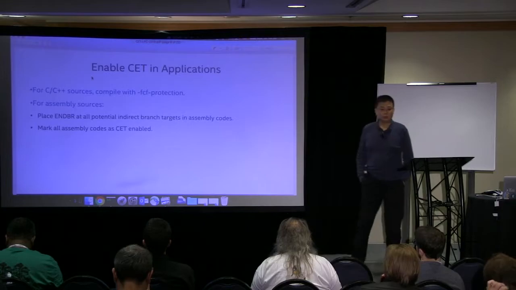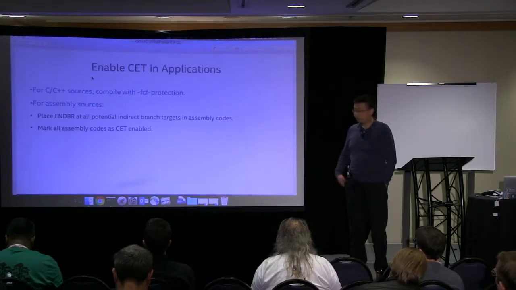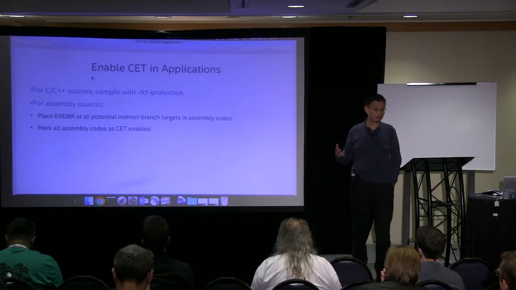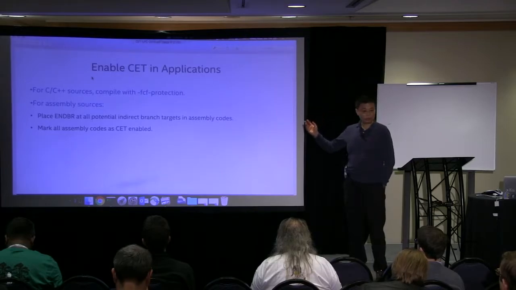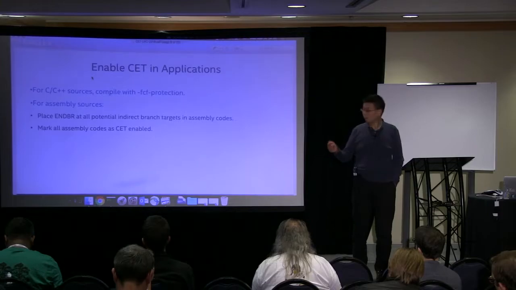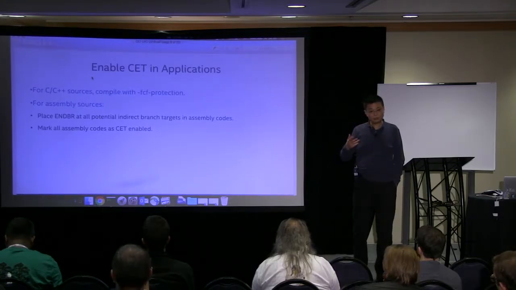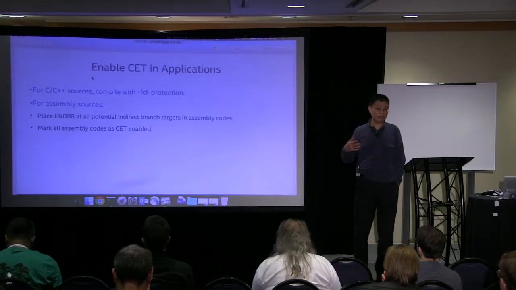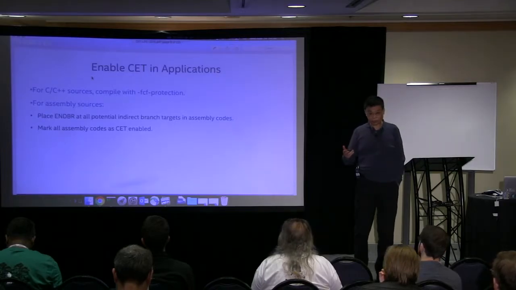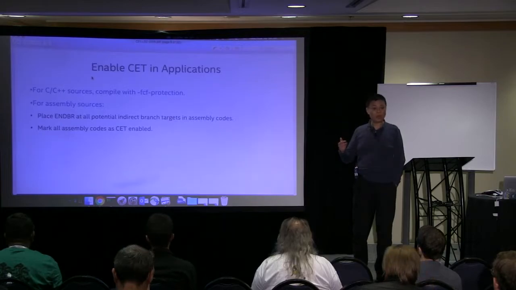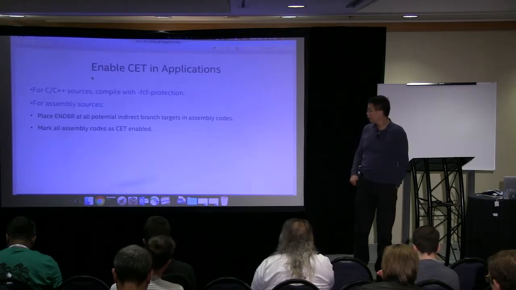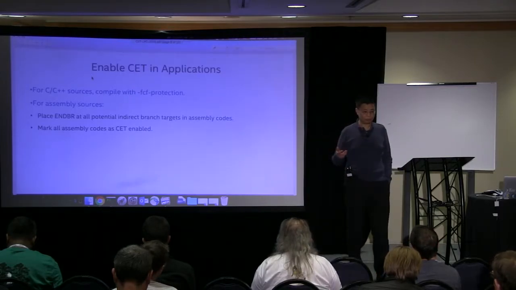So what does it take to enable CET in an application? If you are writing C and C++ code, with no assembly code, the only thing you need is to compile with the compiler option -fcf-protection. You will get CET protection automatically. However, if you have assembly code, if it is just normal assembly code, the only thing you need is endbranch on potential indirect branch targets. But if you are managing stacks yourself, then you also need to unwind the shadow stack when you change the stack. And of course, you have to mark everything CET enabled. Otherwise, the combined output will not be CET enabled.